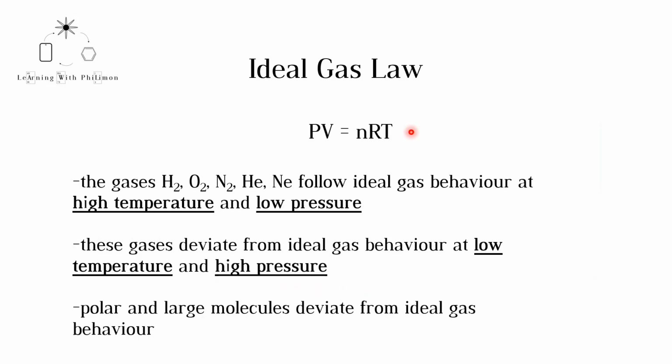In summary, ideal gases follow the equation PV equals nRT. The gases H2, O2, N2, He, and Ne follow ideal gas behavior at high temperature and low pressure. These gases deviate from ideal gas behavior at low temperature and high pressure. Polar and large molecules deviate from ideal gas behavior at most temperatures and pressures.